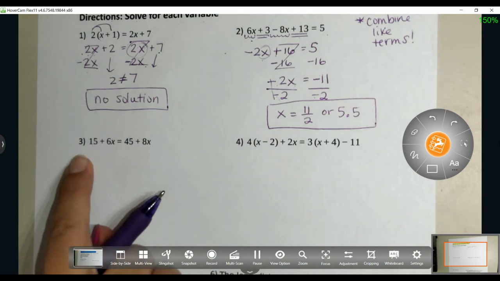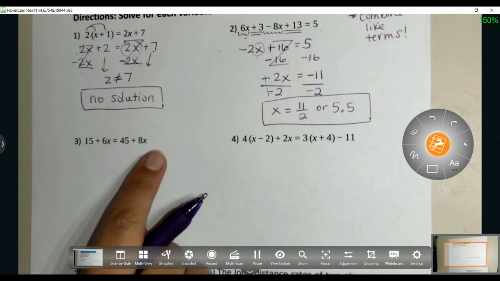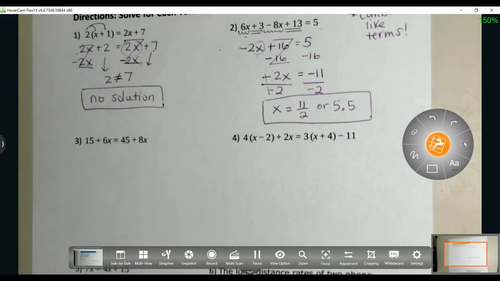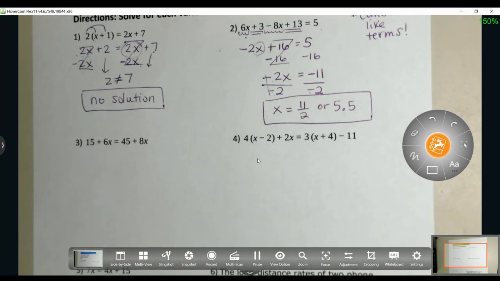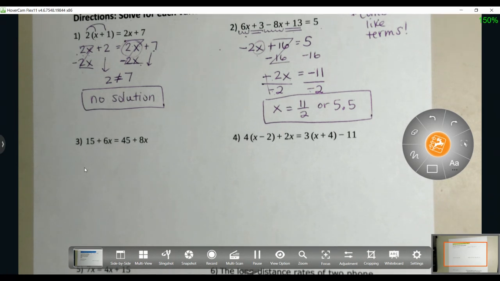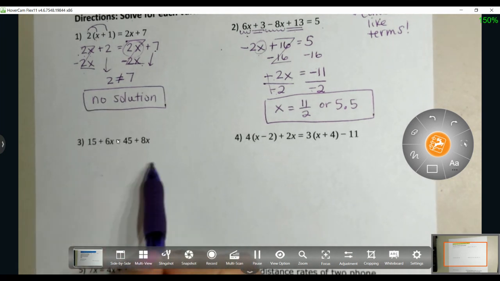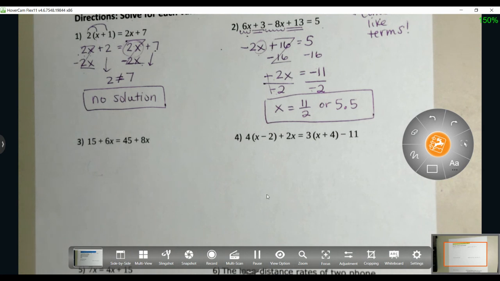Now, number 3, we're back to variables on both sides again, right? So taking a look at that one, we want to ask ourselves, okay, how do we get our variables together on the same side of the equation? We're going to come back and talk about that with our next video, but I want you to think about how we need to move variables to one side of the equation and the constants to the other. So what might that look like?